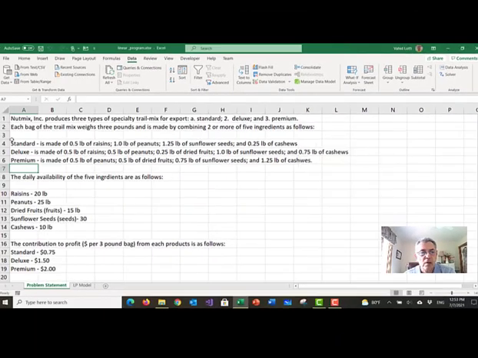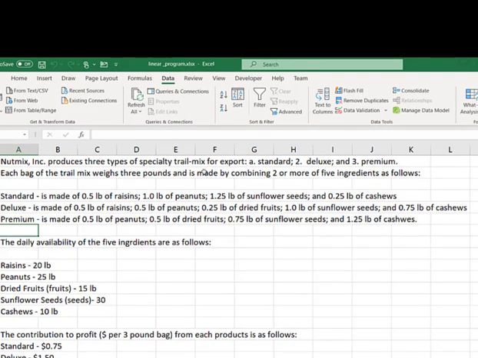Okay, now we define our problem. Nutmix Inc. produces three types of a specialty trail mix for export. They are standard, deluxe, and premium. Each bag of the trail mix weighs about 3 pounds and it's made of combining 2 or more of 5 ingredients as follows. The standard bag is made of half a pound of raisins, 1 pound of peanuts, 1 1/4 pound of sunflower seeds, and 1/4 pound of cashews.